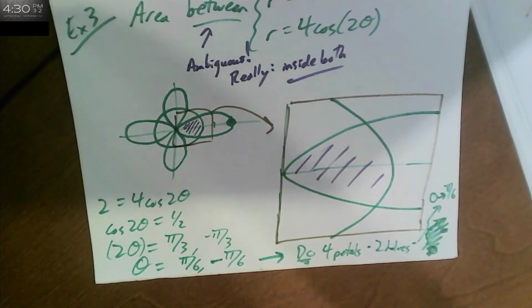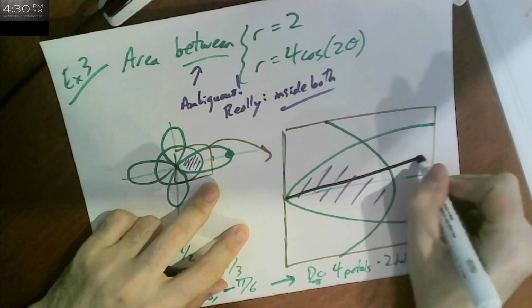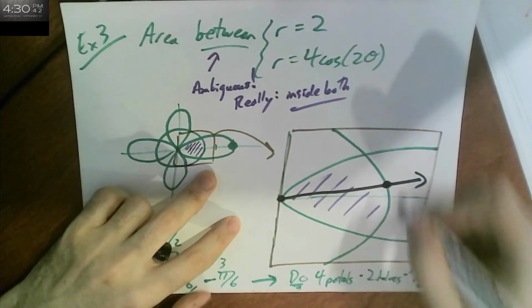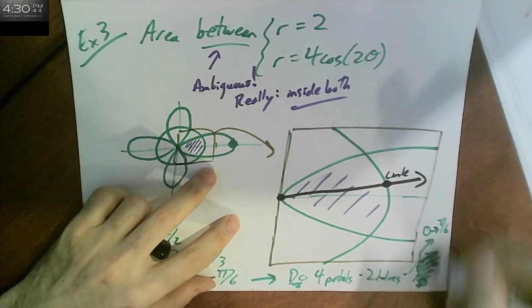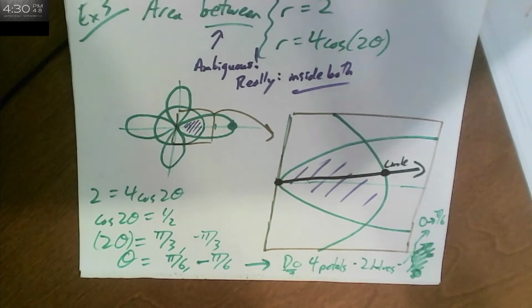Step 4, draw radii. So I'm going to draw radii now. I'm going to pick one, and here's a radius. And it looks to me like I start at 0, and I go until the circle. And I never use the rose, right? That interval there doesn't use the rose at all. Something's weird.